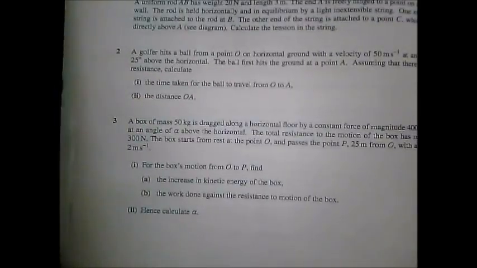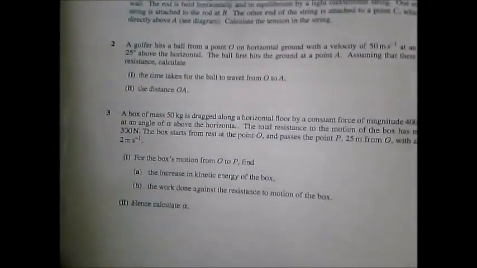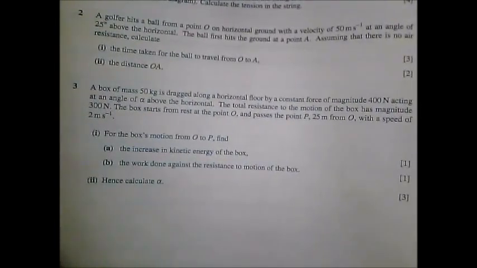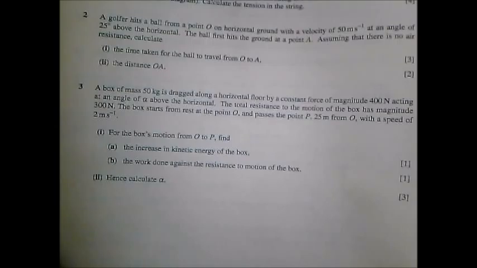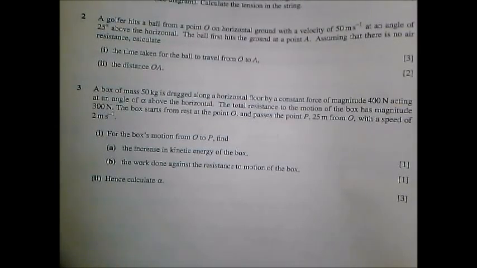Let's have a look. So we have a golfer that hits a ball from a point on a horizontal ground, and he hits it at a certain velocity and with an angle of 25 degrees above the horizontal. And the ball's going to hit the ground at point A, and we're assuming no air resistance, and we want the time taken for the ball to travel from O to A.